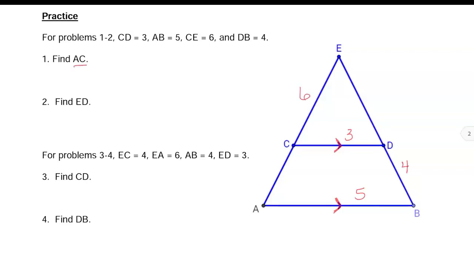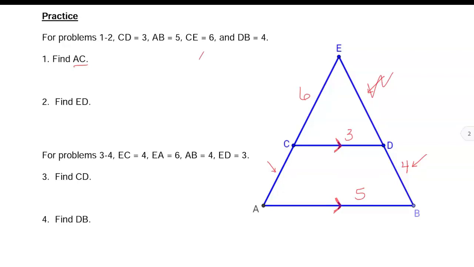The first task we have is to find AC. To find AC, I'm noticing that AC is this little piece right here on the left. I'd like to use side splitter. I want AC, and I have a 4 on the right bottom piece, but I don't have something here with ED. So I'm not going to be able to use side splitter. What I can use are similar triangles.